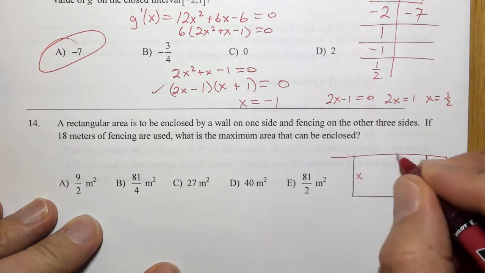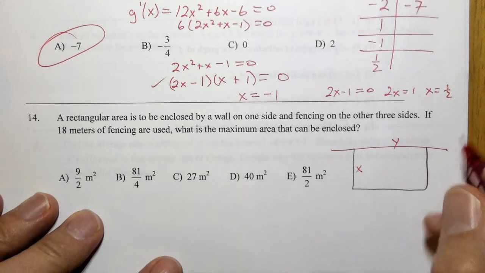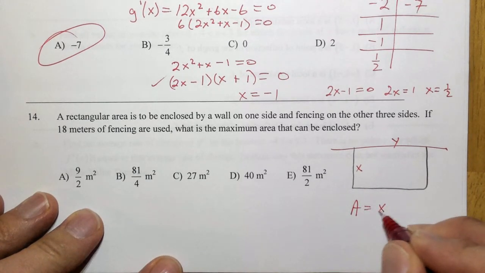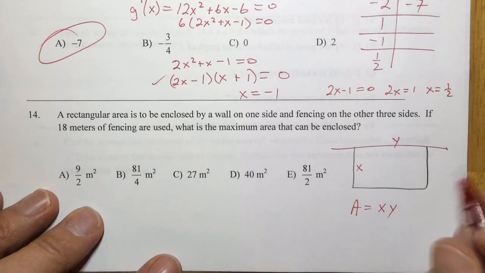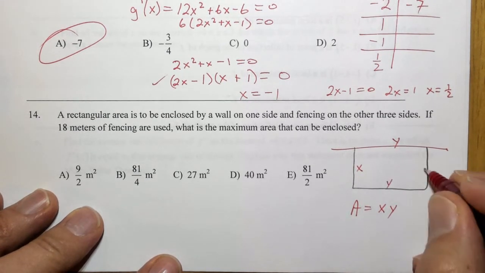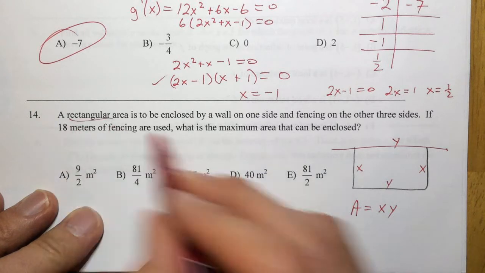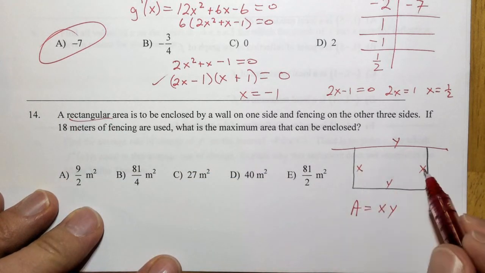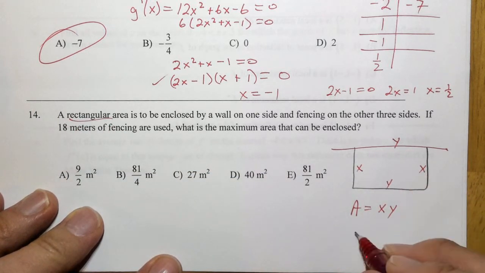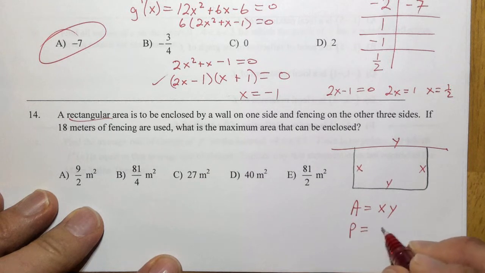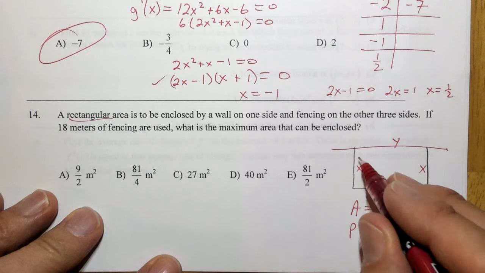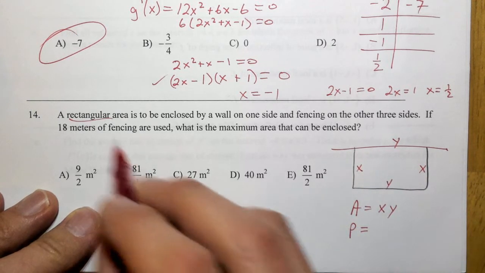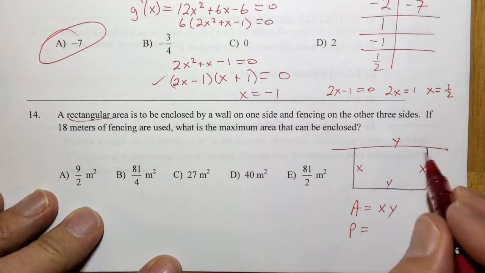we've got x and y, and we know that area is equal to x times y. But we can make that y and we can make that x because we have ourselves a rectangle. And we know that 2 x's and y, that's our perimeter. Technically our perimeter is 2 y's and 2 x's, but the wall doesn't count. We only have 18 meters of fence. We don't have any fence on the wall side.